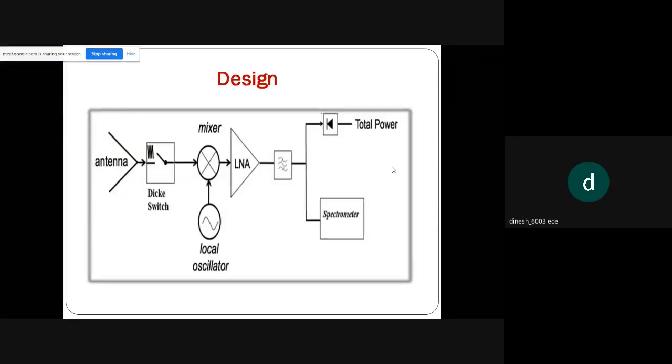So the design is that we have an antenna, a Dicke switch, since it is a type of Dicke radiometer. Then we have the mixer, a local oscillator, a low noise amplifier, then the total power and a spectrometer to view what type of object it is.